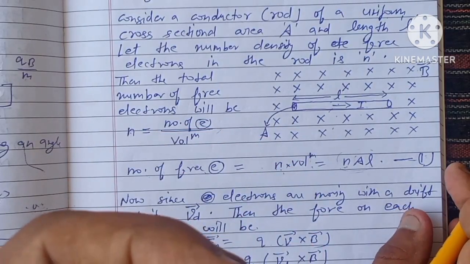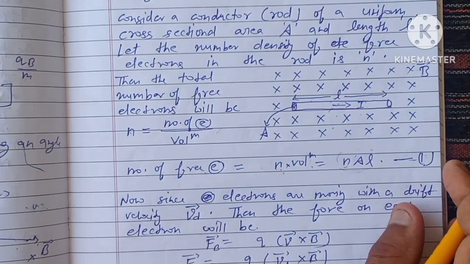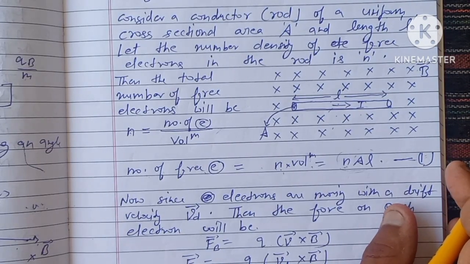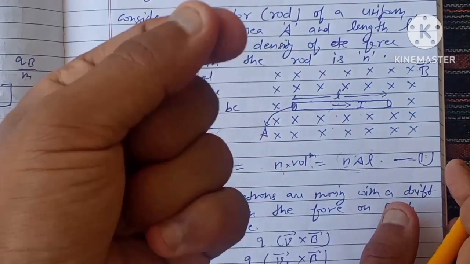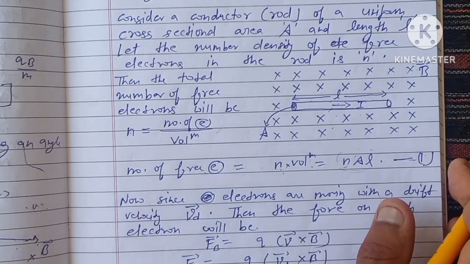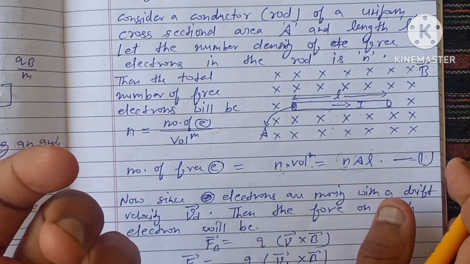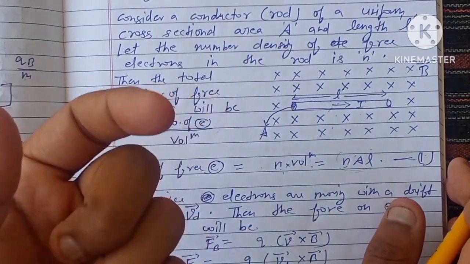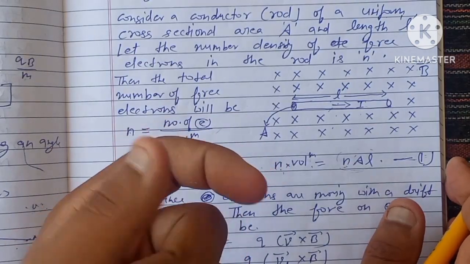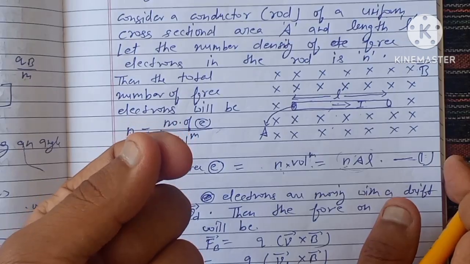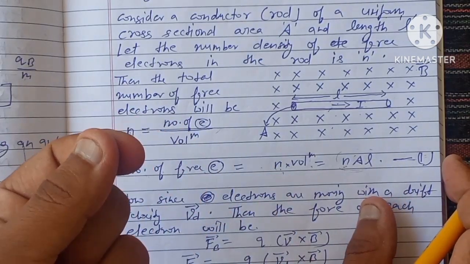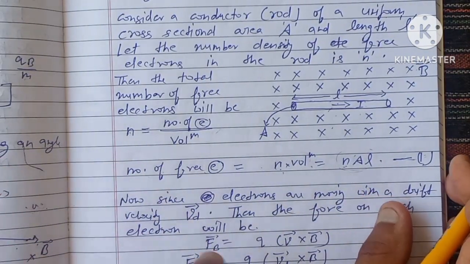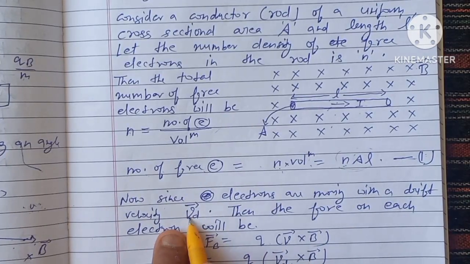Now since the rod is a current carrying rod, there is a current flowing in this rod. If current is flowing, that means the electrons are also flowing opposite to the direction of the current. And in our previous chapter, current electricity, we defined a term that is drift velocity. What is the drift velocity? Drift velocity is the average velocity with which the electrons move inside the conductor so that they can produce a steady current inside the conductor. So electrons are moving with a drift velocity Vd vector.